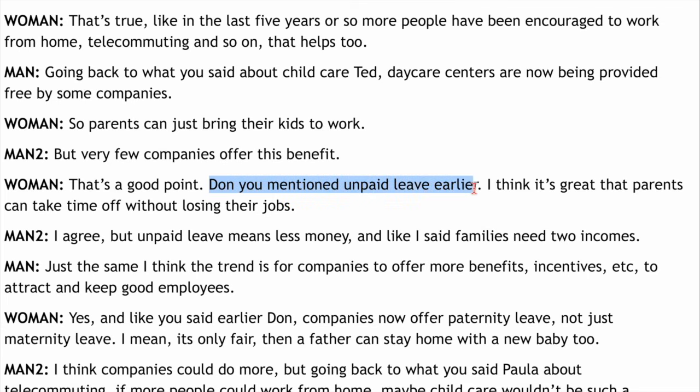Dawn, you mentioned unpaid leave earlier. I think it's great that parents can take time off without losing their jobs. I agree, but unpaid leave means less money. And like I said, families need 2 incomes. Just the same, I think the trend is for companies to offer more benefits, incentives, etc., to attract and keep good employees.